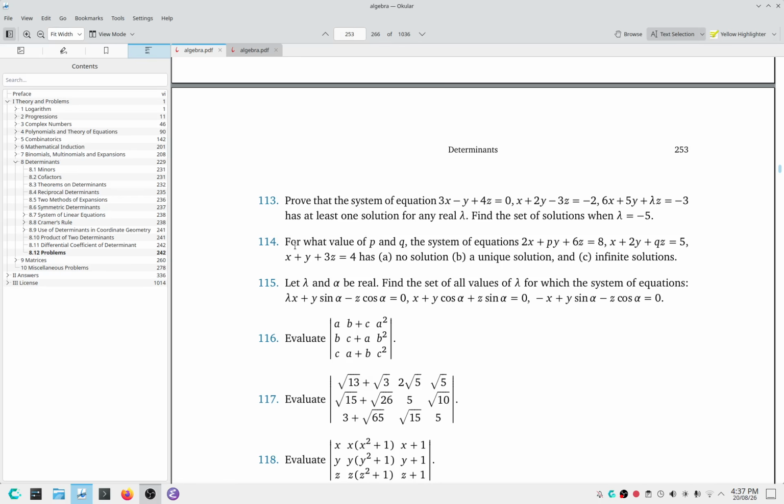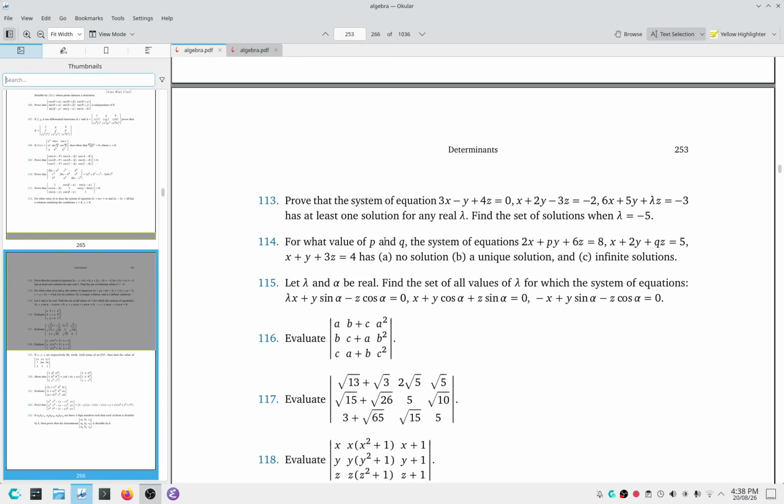Question 114 says that for what value of p and q the system of equations 2x plus py plus 6z is equal to 8, x plus 2y plus qz is equal to 5, and the third equation is x plus y plus 3z is equal to 4 has no solution, unique solution or infinite solution.